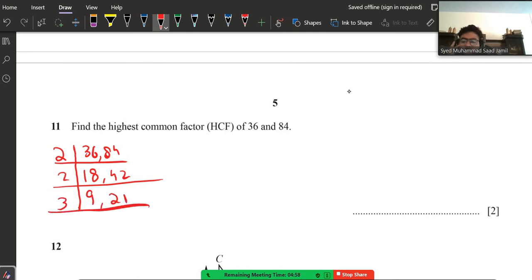Then divide by 3. 3 3s are 9 and 3 7s are 21. Now you cannot divide any further with the same number. So the answer is going to be 2 multiplied by 2 multiplied by 3. 2 2s are 4. 4 3s are 12.